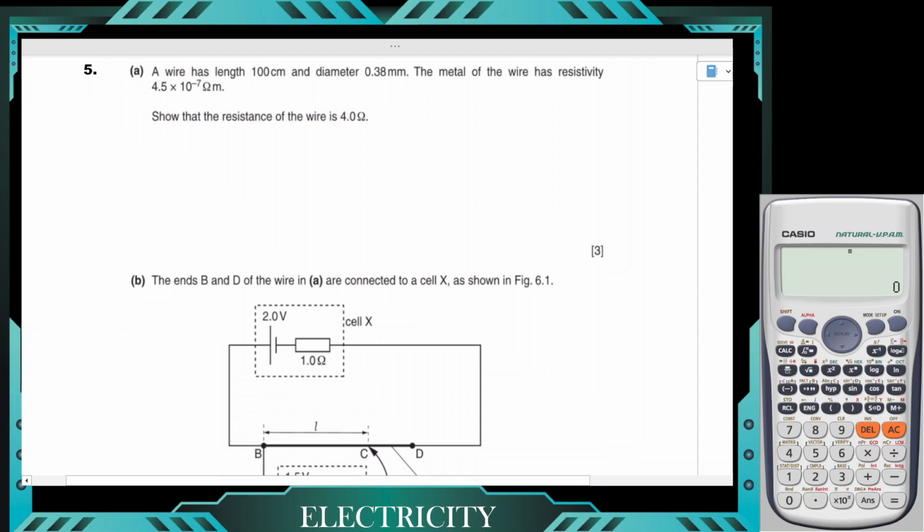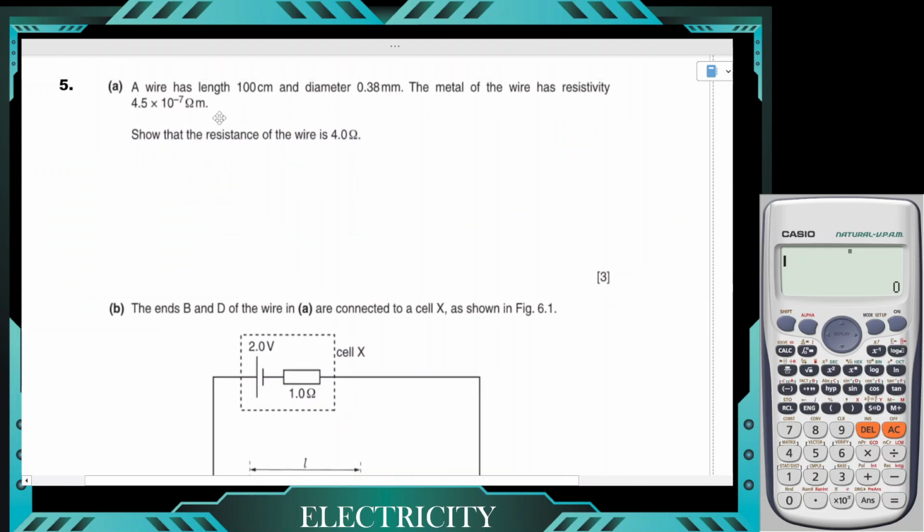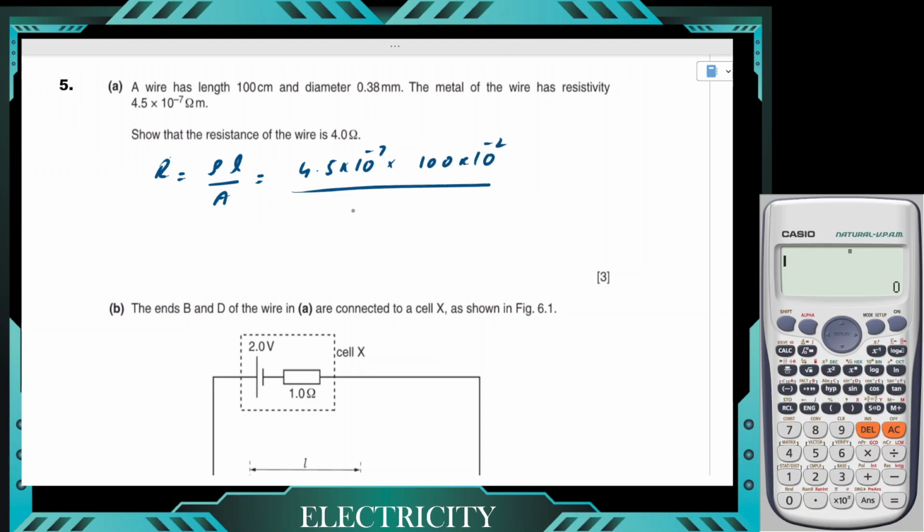So let us consider the next question that we have over here. A wire has length 100 centimeters and diameter 0.38 millimeters. The Main Law of wire has resistivity that much. Show that the resistance of the wire. Okay, so easy one. Resistance equals rho L over A. Then resistivity is 4.5 into 10 to the power negative 7. The length is 100 into 10 to the power minus 2 divided by A, the area. The area can be obtained from the diameter by pi d squared divided by 4.